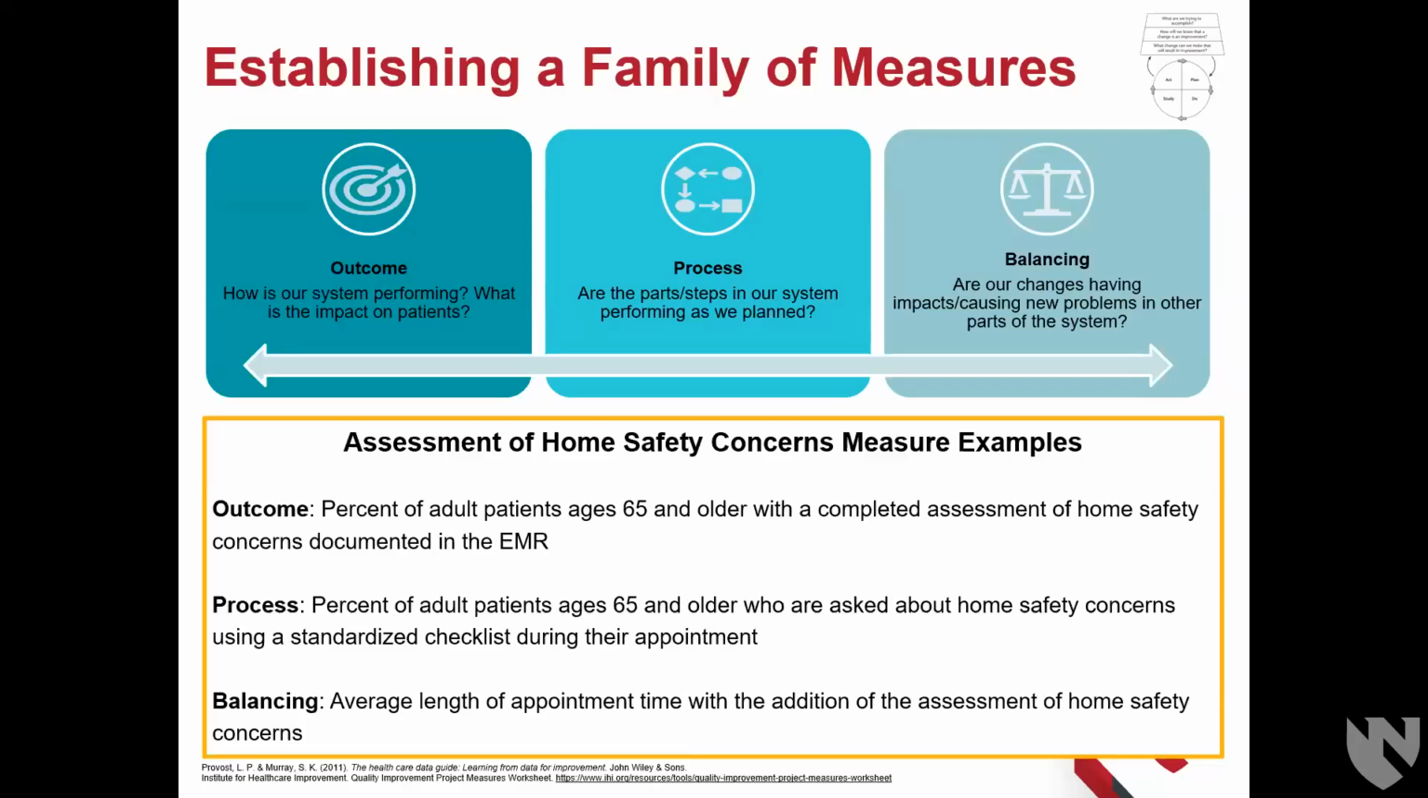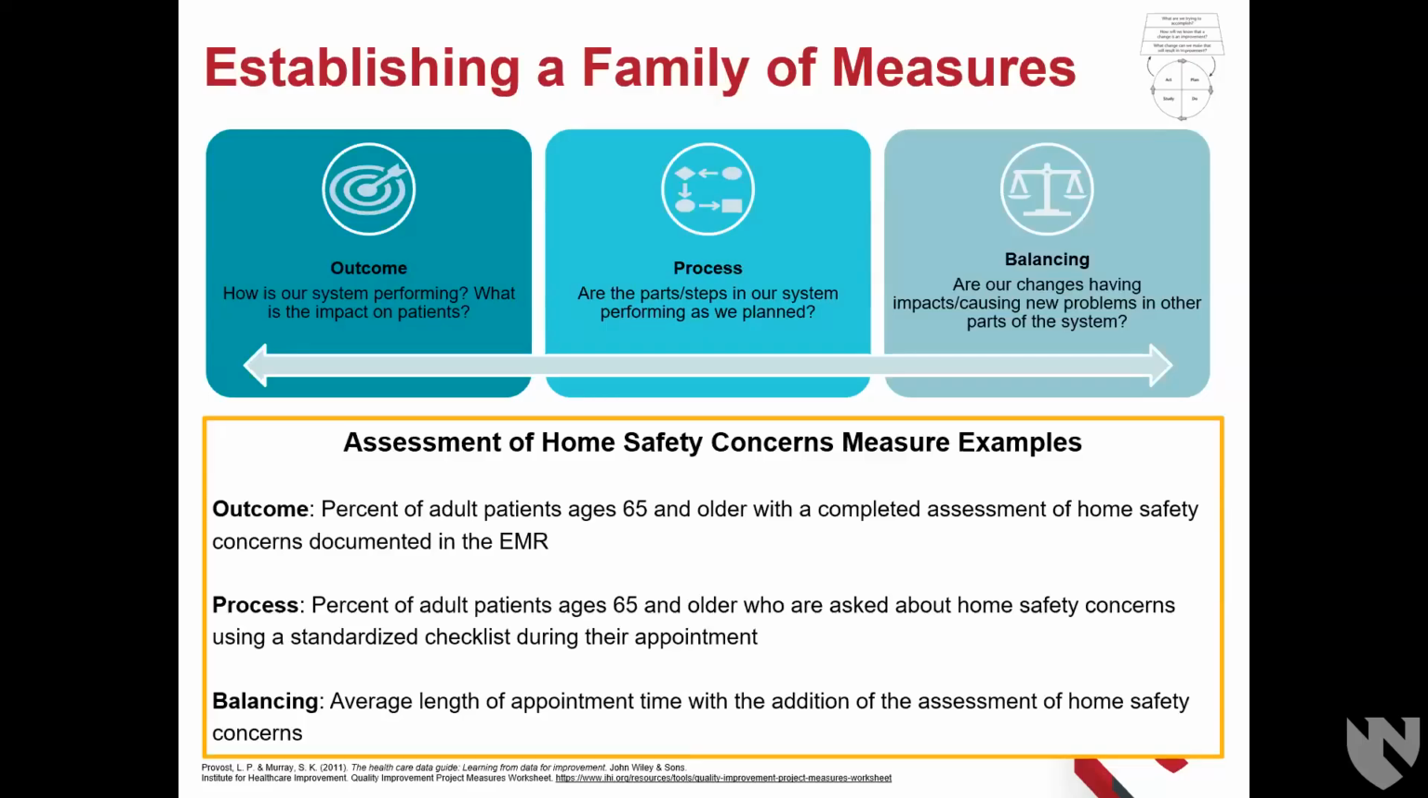So one way you can think about balancing measures is that they can help us to detect unintended consequences of the change that we made, for better or for worse. Or they can help us to track events that might serve as an alternative explanation for the improvement. So in other words, maybe we're seeing changes in our outcome, but they could be explained by something other than the change that we were testing or the change that we made.